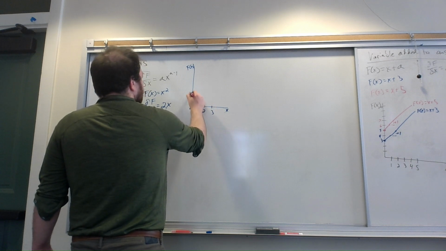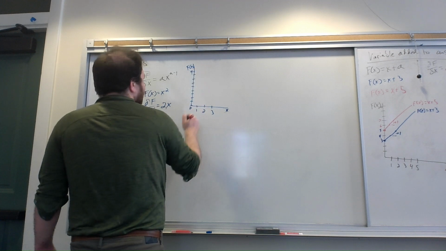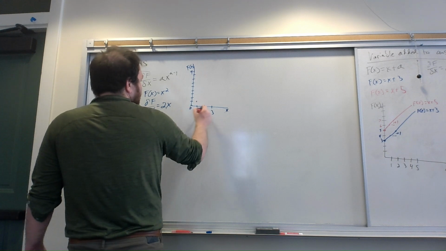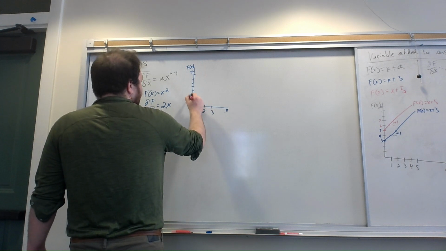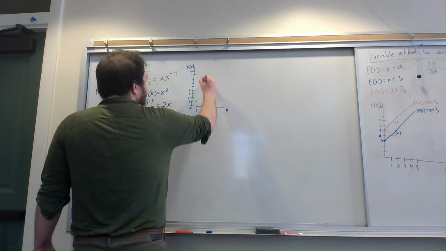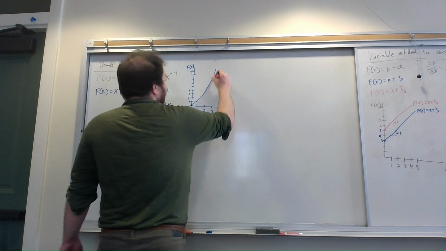Just to note that if we have something like, well, if x is 0, then x squared is 0, x is 1, x squared is 1, if x is 2, x squared is 4, when x is 3, x squared is 9. Yeah, so we're going to have a shape sort of like this.